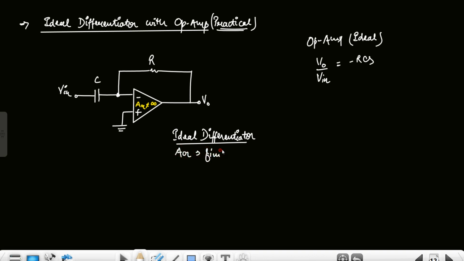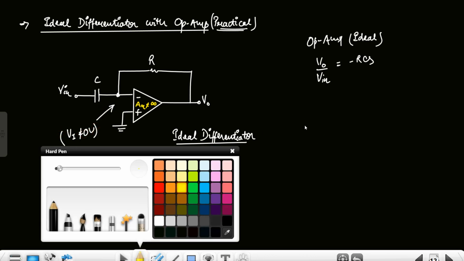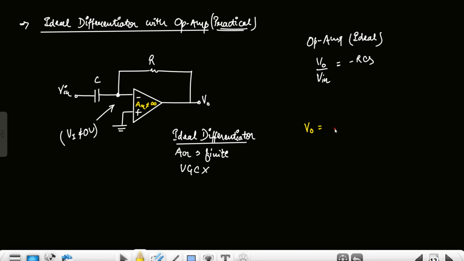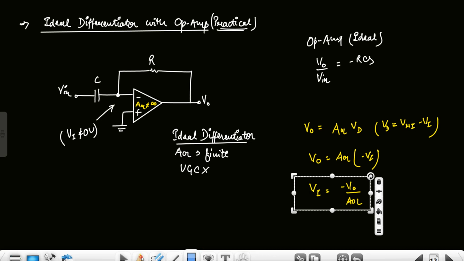value. So now this virtual ground concept is not valid here, meaning the inverting terminal voltage is not equal to 0 volt. So we have to go with the basic output voltage of the op-amp, which is AOL into VD. This is the difference voltage, non-inverting minus inverting. So V naught is equal to AOL times minus V inverting. So V inverting is minus V naught upon AOL. Now we will apply KCL again at this inverting terminal.